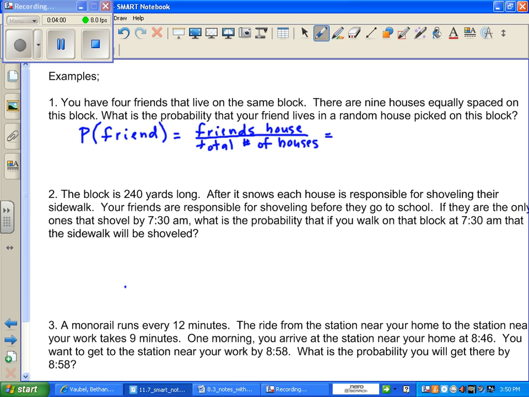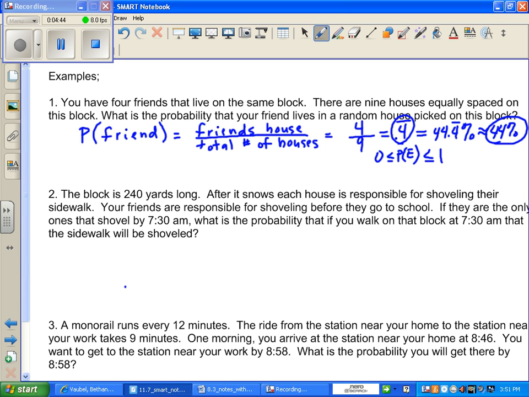Okay. The number of friends' houses you have on this block is 4, and the number of total houses on this block is 9. So if you divide that out, you have 4 ninths, or 0.4 repeating. If you write it as a percent, it would be 44.4 repeating percent, or approximately 44%. Now, the probability of your event is between and including 0 and 1. So you have 4 ninths, which falls in between the acceptable probability values.